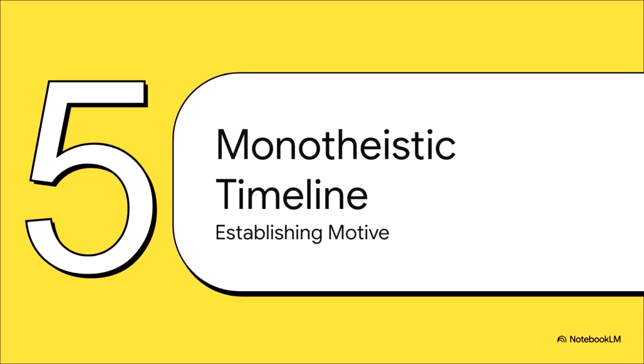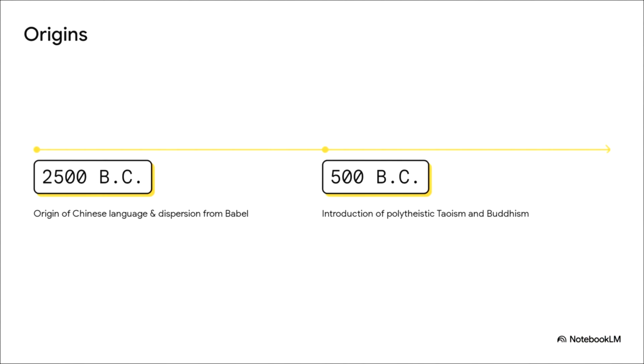Section 5, the ancient monotheistic timeline, establishing motive. Now, you might be wondering, how does the timeline actually match up? Well, the authors address this by mapping it out. They align the approximate origin of the written Chinese language, which is around 2500 BC, with the date calculated for the biblical dispersion of races from the Tower of Babel. According to their argument, the migrating people who settled China brought these shared historical memories with them and then encoded them into their new writing system.